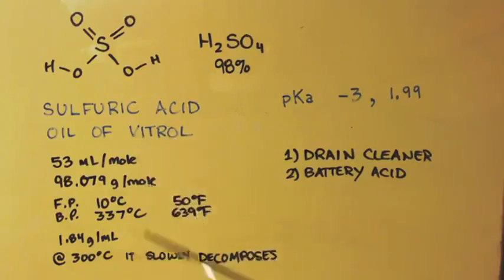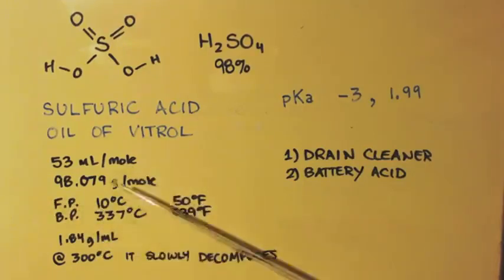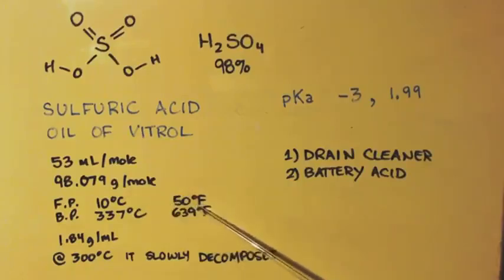Here are some properties: boiling point, freezing point, or some people call it the melting point. I looked this up on Wikipedia here, and let me tell you, I have a hard time believing this freezes at 50 degrees Fahrenheit. I'm going to have to try that. It slowly decomposes at 300 degrees C.